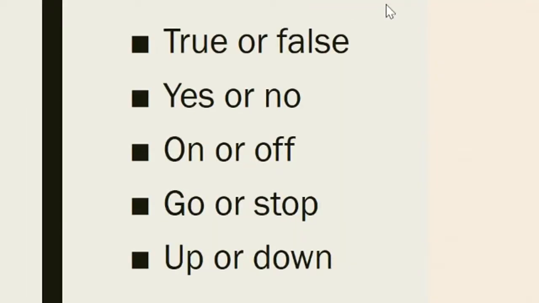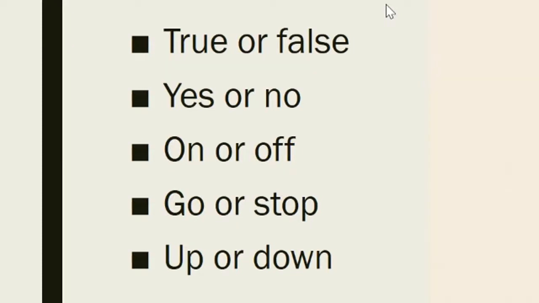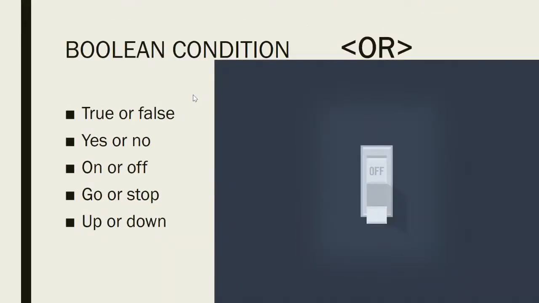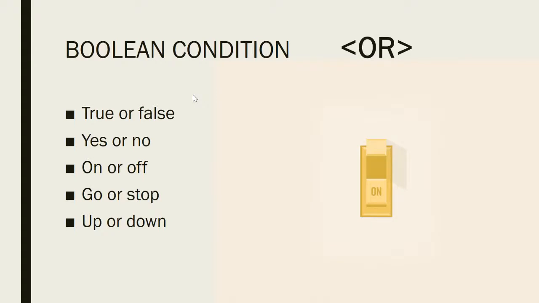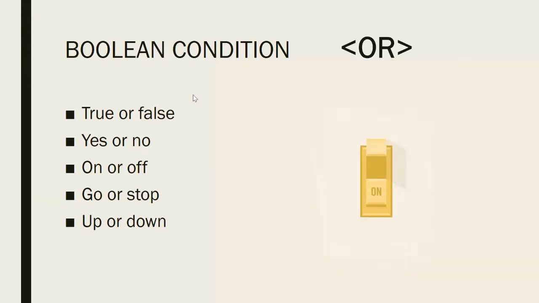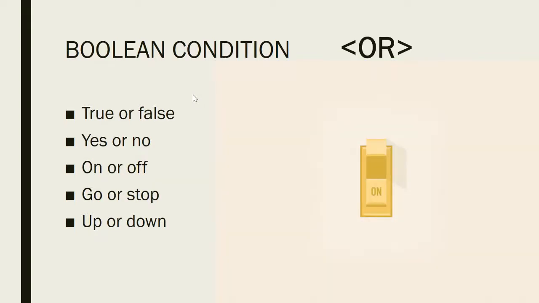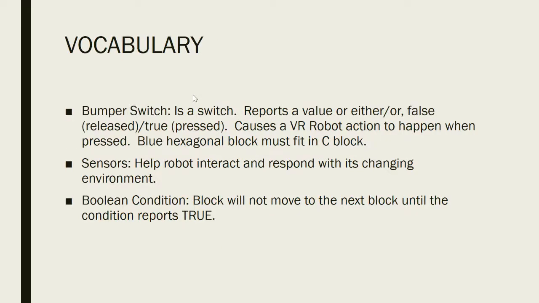It could be either true or false. It can be either yes or no. Things can be off or on. Could be go or stop, up or down. These Boolean conditions will act kind of like a gate in that it will either fulfill something or not fulfill it. So today we have three vocabulary terms to consider.